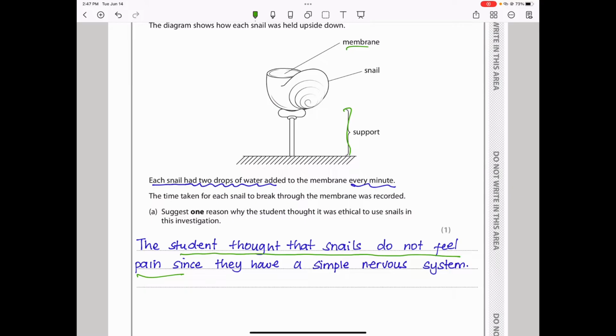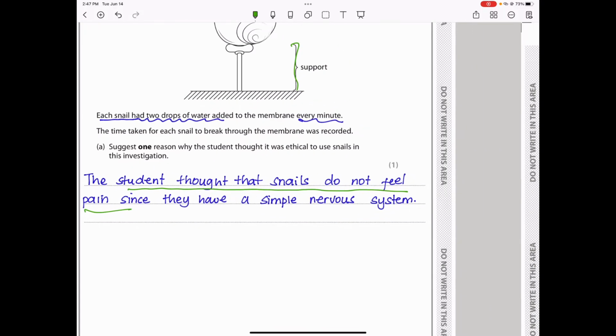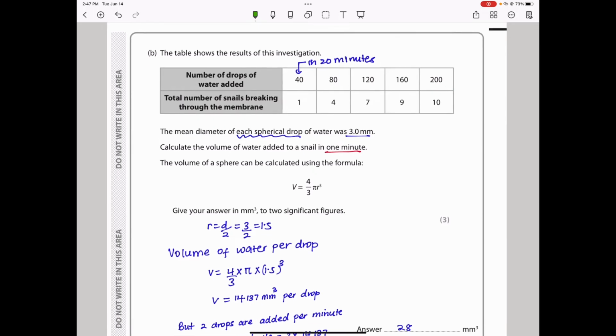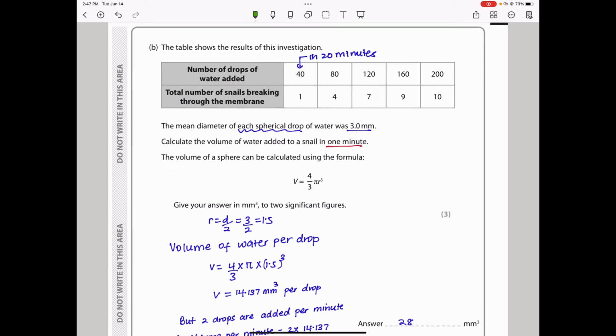This is usually a model answer for any kind of question asking about ethical issues regarding organisms used in experiments, mostly simple organisms. Okay, let's go to the next part. It says the table shows the results of this investigation.